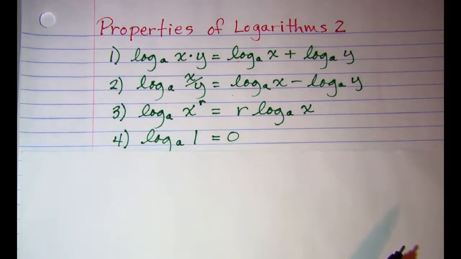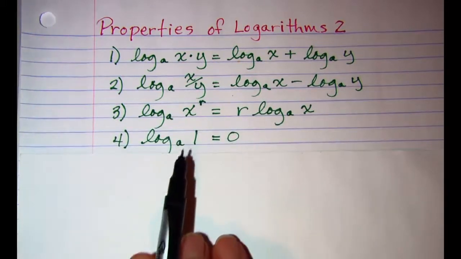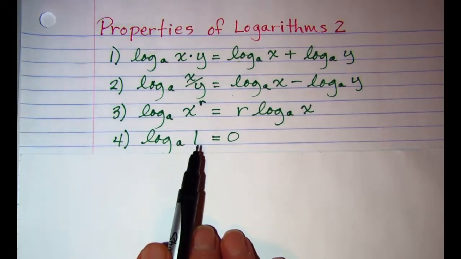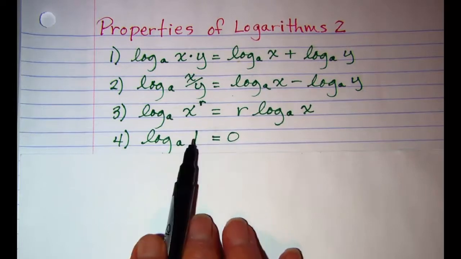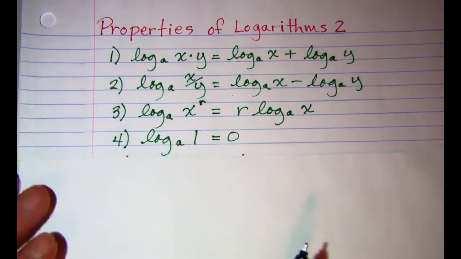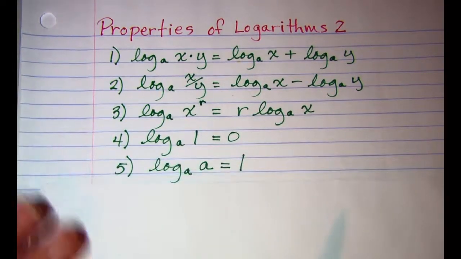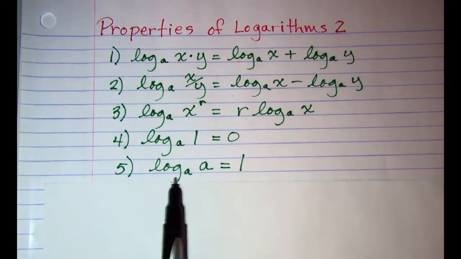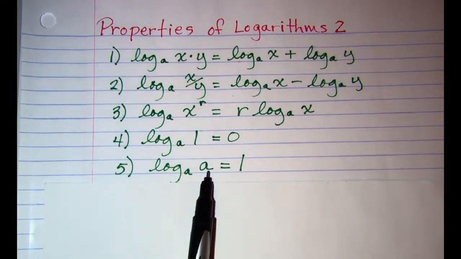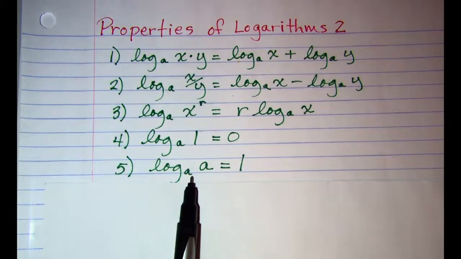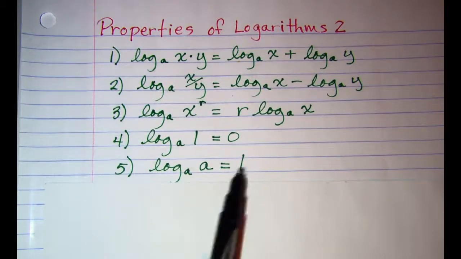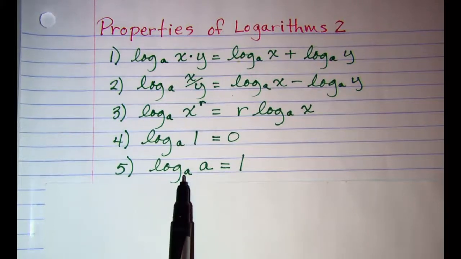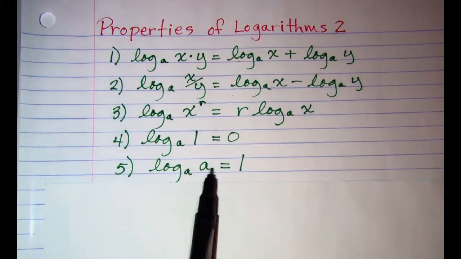And then property 4 is the log of 1 is equal to 0. And this comes from a to the 0 power equals 1. And then property 5 is the log of an argument, and if the base is the same number, is equal to 1. And that comes from a raised to the first power equals a.